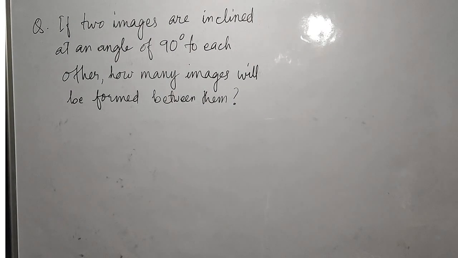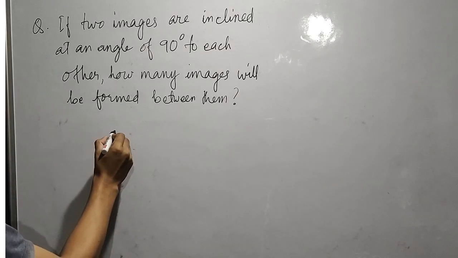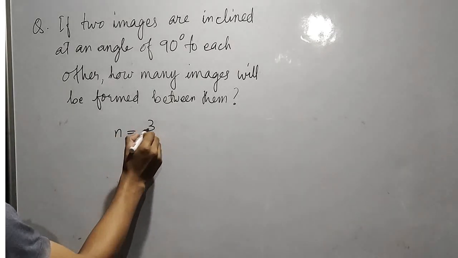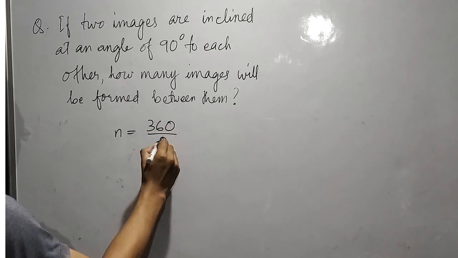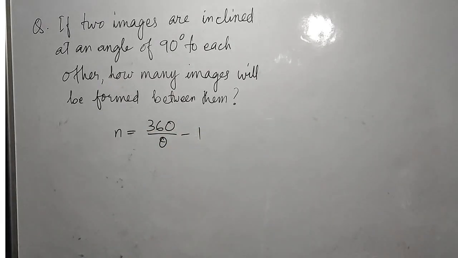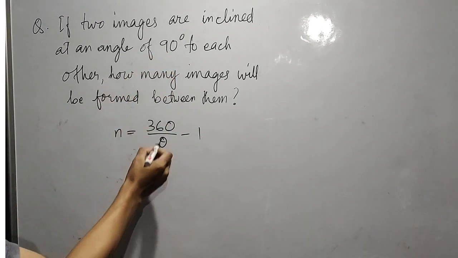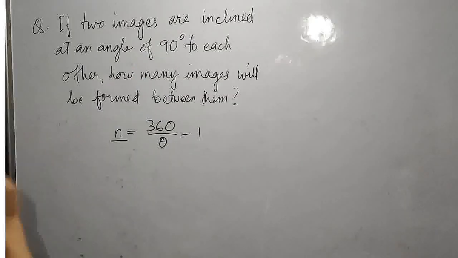This is the problem that I want you to solve. The question is: if two mirrors are inclined at an angle of 90 degrees to each other, how many images will be formed between them? We know the formula is n = 360/θ − 1, and here the given θ is 90 degrees, and you will find n, the number of images. So I want you to solve this one.